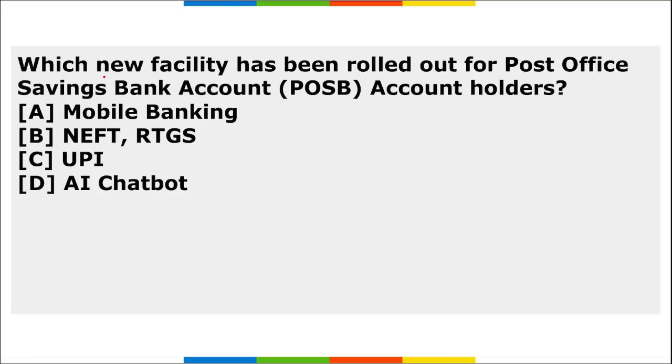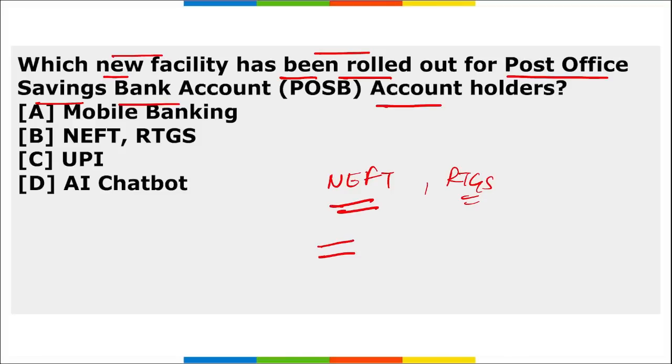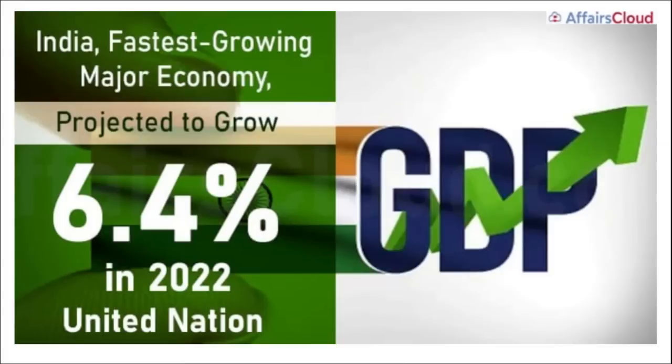Next, now if I ask you a question, which facility has been rolled out for post office savings bank account holders? Tell me, which new facility has been rolled out for post office savings bank account holders, that is your POSB holders? Tell me, which is that facility? It is your NEFT and RTGS. These are the payment facilities. What does NEFT stand for? NEFT stands for National Electronic Funds Transfer, and RTGS stands for Real Time Gross Settlement. So the correct option here is NEFT and RTGS.